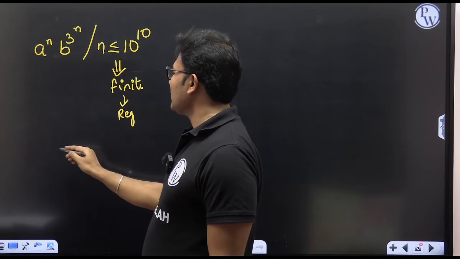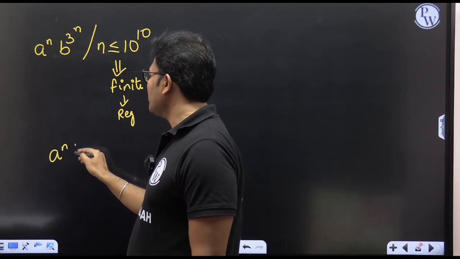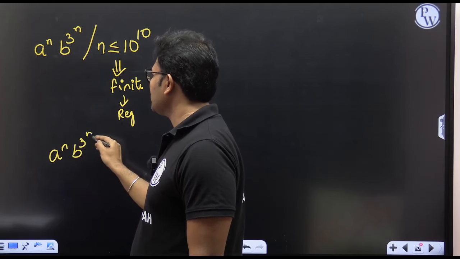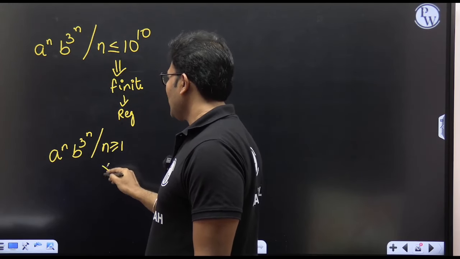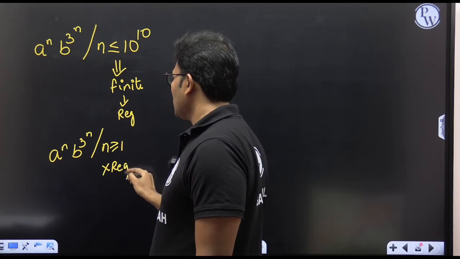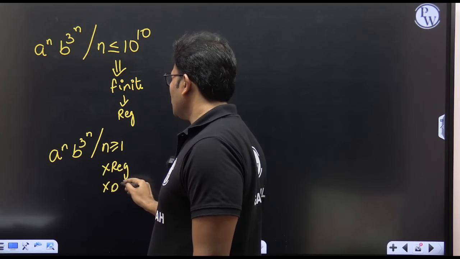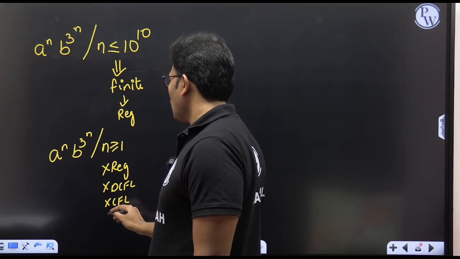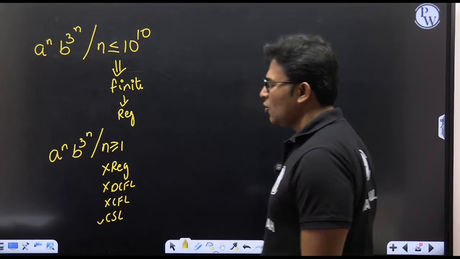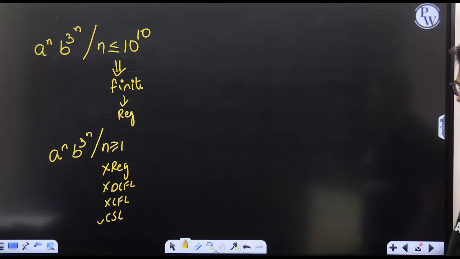If it is given like this, a power n, b power 3 power n such that n is greater than or equal to 1, then this is an infinite language. It is not regular, a DCFL cannot do this, a CFL cannot do this, and only a CSL can do this. A power n, b power 3n, only CSL can do this.